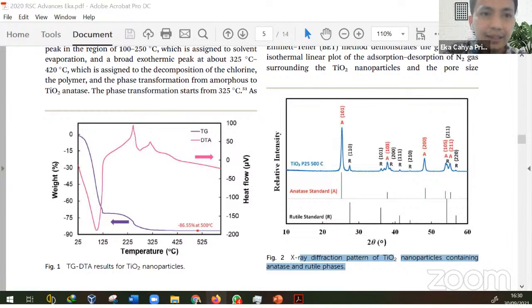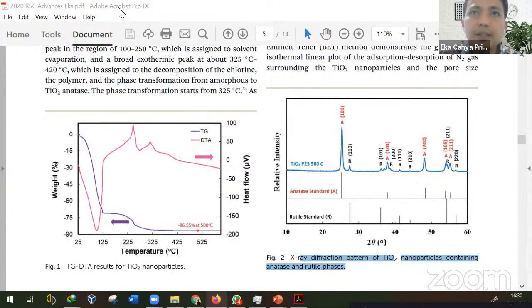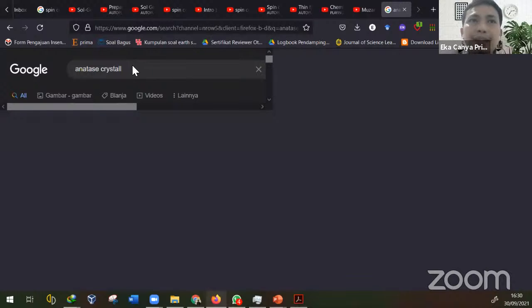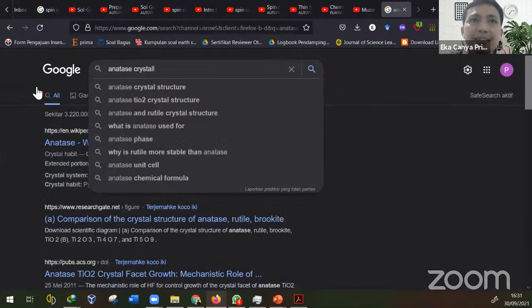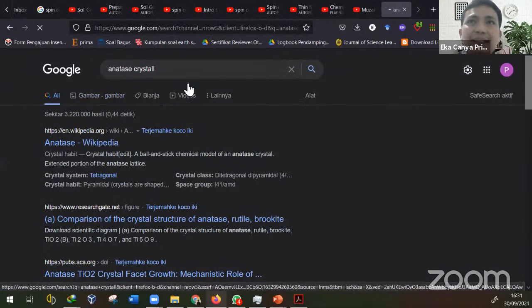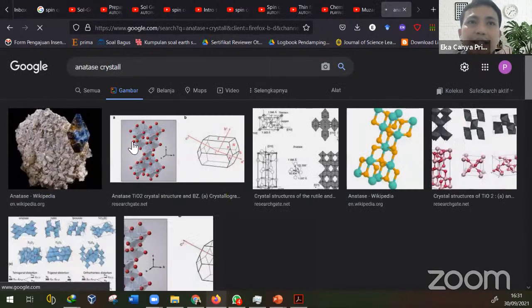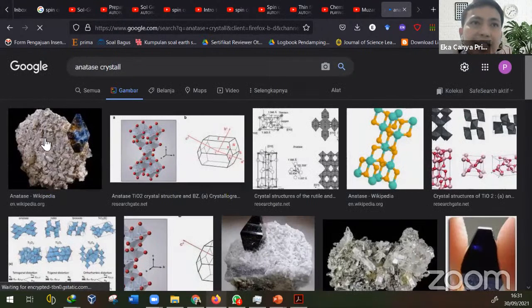Anatase crystal. So a specific or particular material can have different crystal structures. This is the orientation of the crystal in anatase material, and here is the arrangement of atoms in the crystal. So stones have different crystals, and we analyze them through X-ray diffraction.